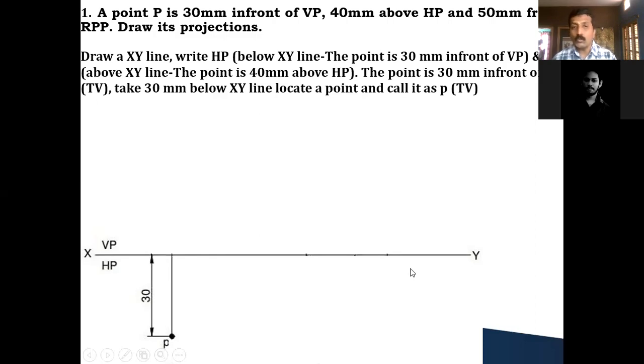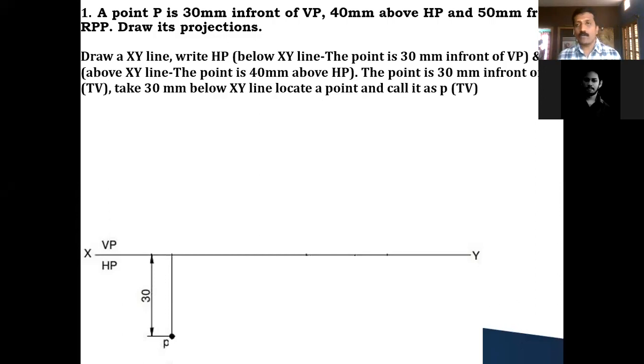And how to fix HP and VP is very, very important. For the first quadrant, what is the requirement? The HP will come below the XY line, and VP will come above the XY line, the front view will come above the XY line, and the top view will come below the XY line. And one more hint I have given: wherever you write VP, there you have to write the front view. Wherever you write HP, there you have to write the top view.